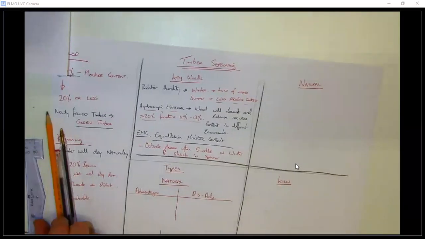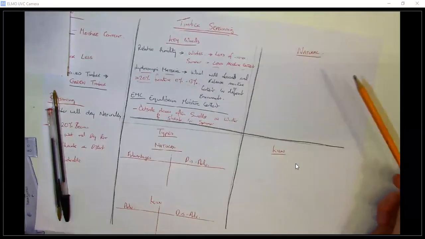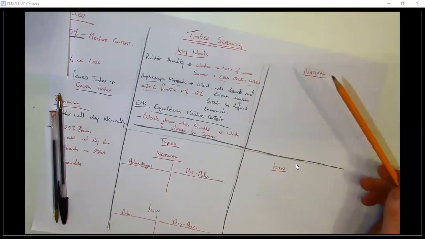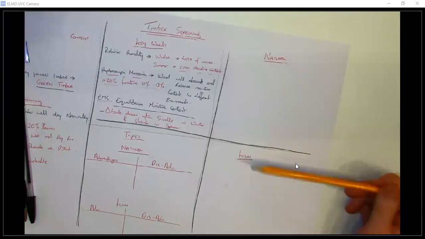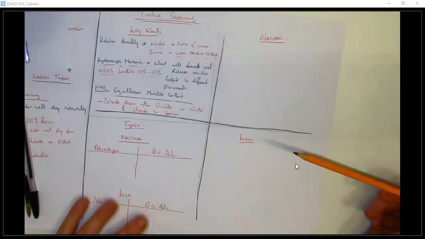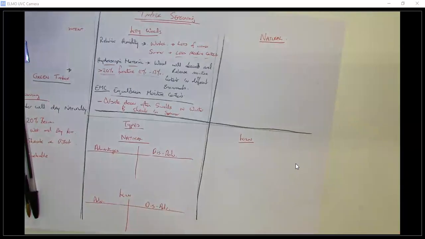So what we're going to do now, guys, is have a look at the two types of seasoning. The first type of seasoning is natural air seasoning, and the second type is called kiln air seasoning. So basically, natural air seasoning is when you allow air to run and circulate through your boards, and eventually the boards will dry out themselves.